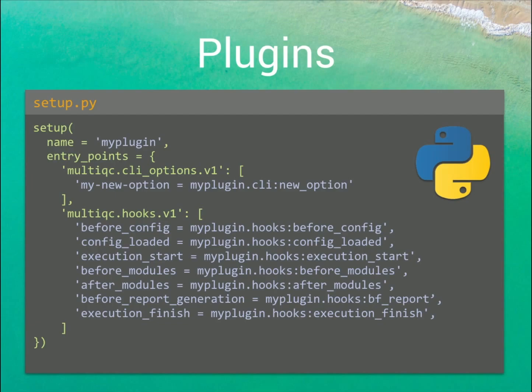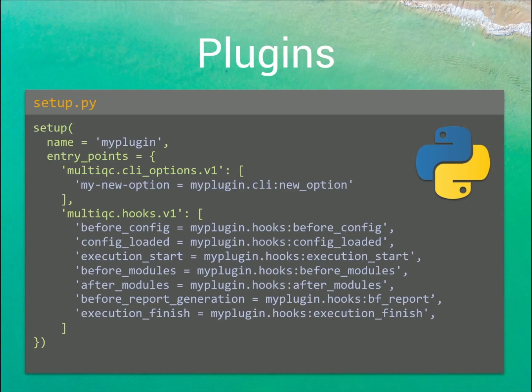Here you can see that there's CLI options, command line options, so you can use that to add extra command line parameters. And the hooks underneath are different points in the MultiQC execution where you can name your own functions, and that code will be run in the main MultiQC run.